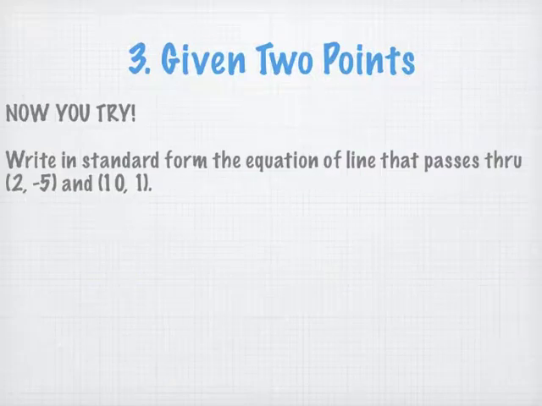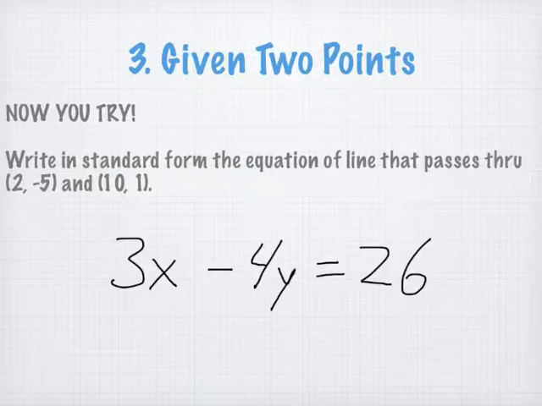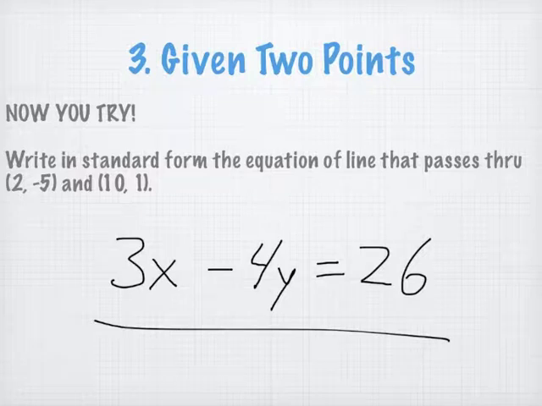Your turn. Give it a shot. Here I've given you 2 points, and you have to write in standard form, only standard form, the equation of the line that passes through those. So pause the video now and try this out on your own. How'd you do? Hope you got 3x minus 4y or plus negative 4y equals 26.